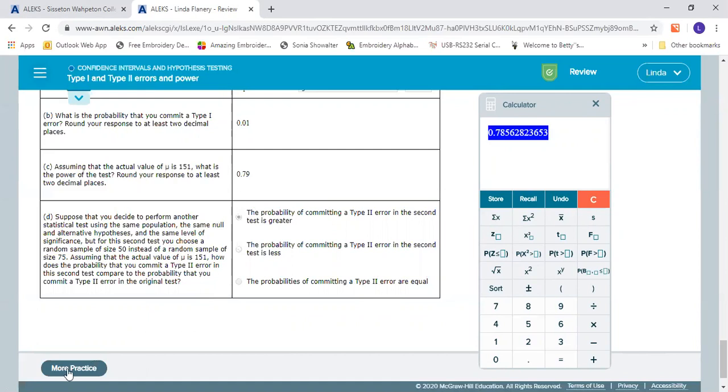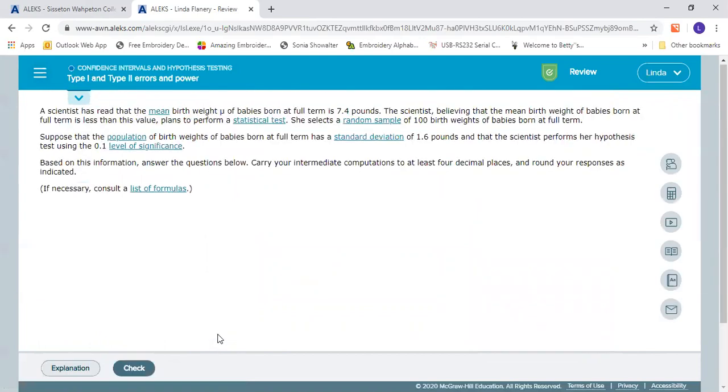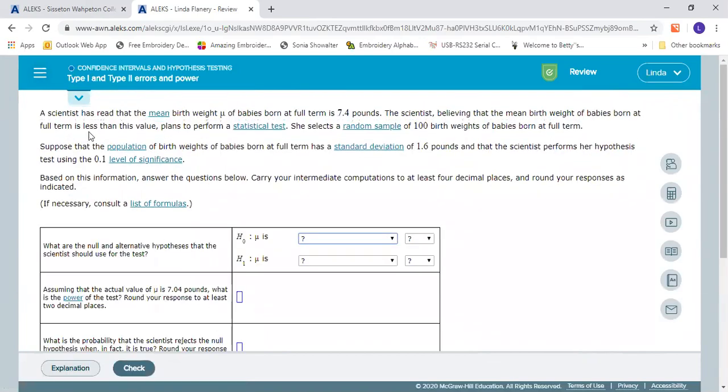So I'm going to go to more practice, and we're going to work through one here. It says a scientist has read that the mean birth weight of babies born at full term is 7.4 pounds. The scientist, believing that the mean birth weight of babies born at full term is less than this value, plans to perform a statistical test.